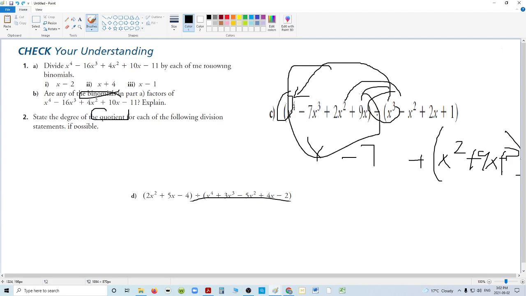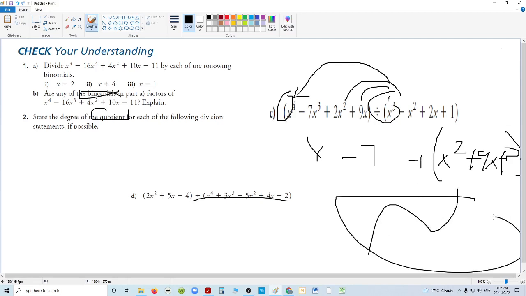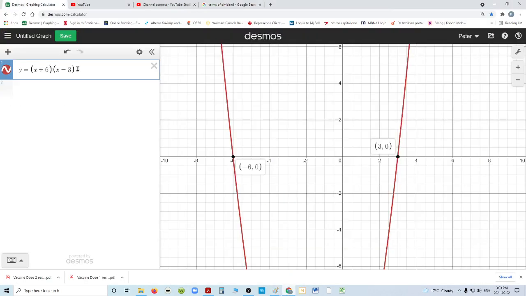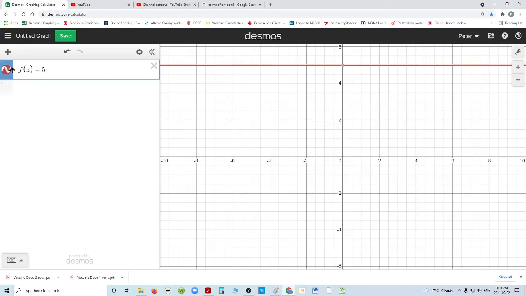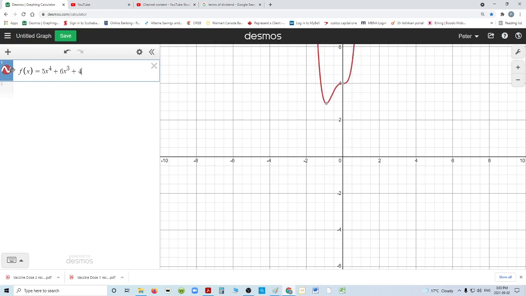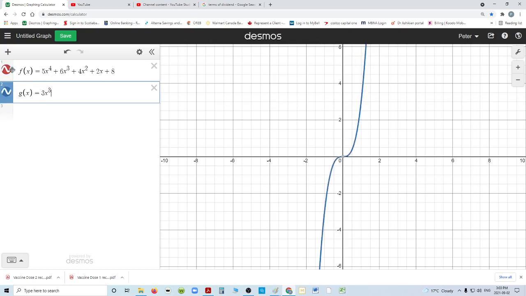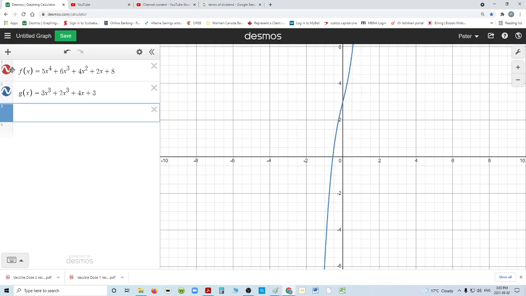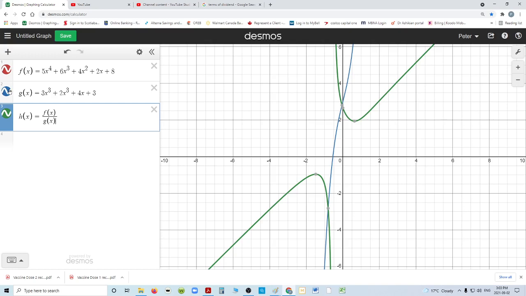Interestingly enough, if you put this in Desmos and divide it by that in Desmos, it will show you the graph of what's left over. So just as an example, if we go to Desmos and I make f of x equal to 5x to the 4, plus 6x cubed, plus 4x squared, plus 2x plus 7, and I make a g of x equal to a cubic, 3x cubed plus 2x squared plus 4x plus 3, and I make my h of x equal to f of x divided by g of x. In other words, I'm dividing those polynomials. It will show me a graph that looks like this.